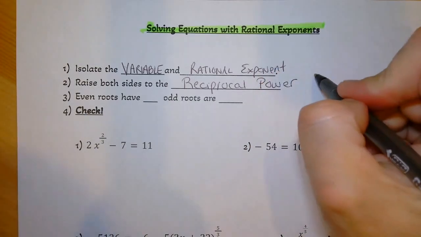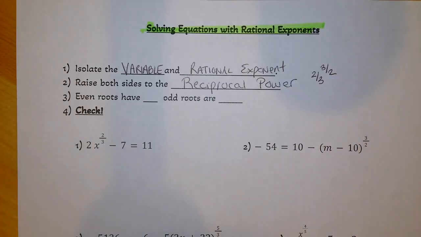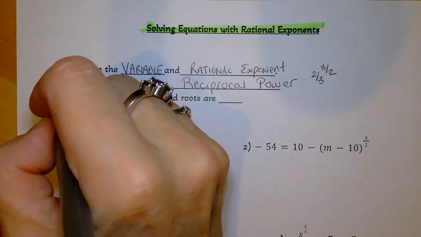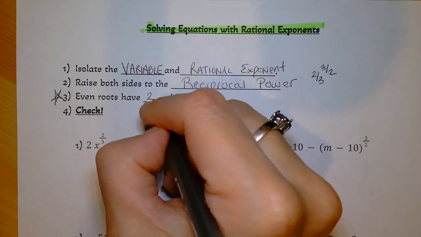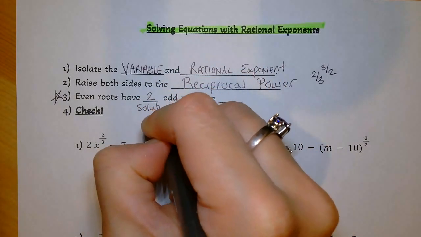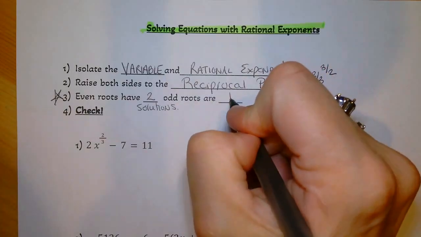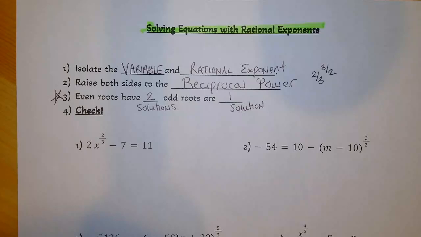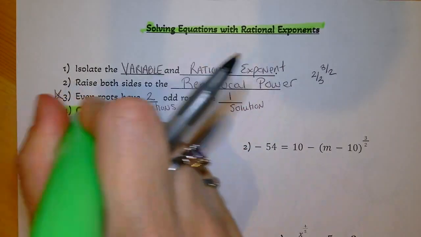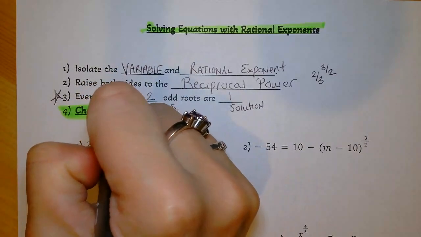So for example, if my power was 2/3, the reciprocal would be 3/2. I'm just flipping the fraction. Now this is really important. If you're taking an even root, it will have 2 solutions. If you're taking an odd root, it will have 1 solution. So this is new to us, talking about the number of solutions. And most important, and I can't stress this enough, the most important thing is to check. And when we say check, we're just using the store feature.